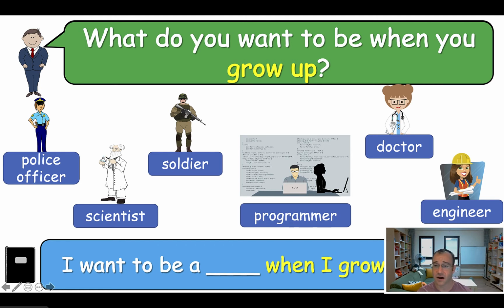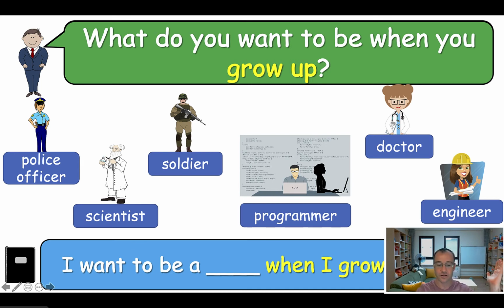Once they write it down, I'll go to probably one student in each team, and I'll have that student stand up, and I'll say, okay, team 1, please ask him the question. So they'll say, what do you want to be when you grow up? Really good job, team 1. Team 1 gets 2 points. They asked the question beautifully. And then that student says, I want to be a police officer when I grow up. Good job. 1 more point for team 1.